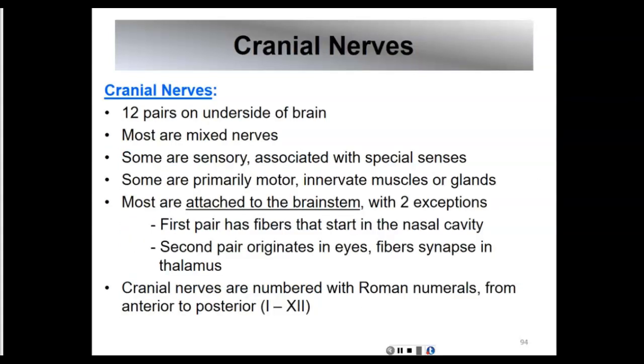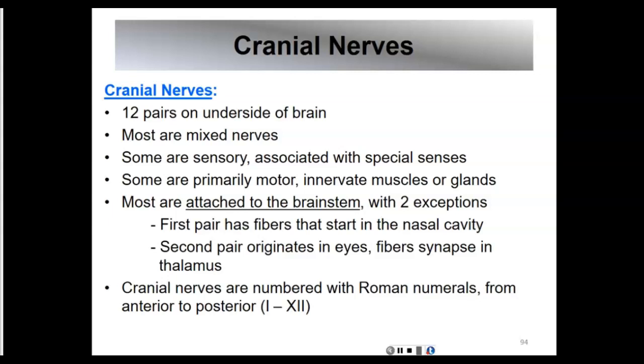So cranial nerves. I think every anatomy student hates cranial nerves. I know I did when I was first learning them. It's because there's so many of them. There's 12 pairs on the underside of the brain. Most are mixed nerves. Some are sensory, associated with special senses, and some are primary motor.